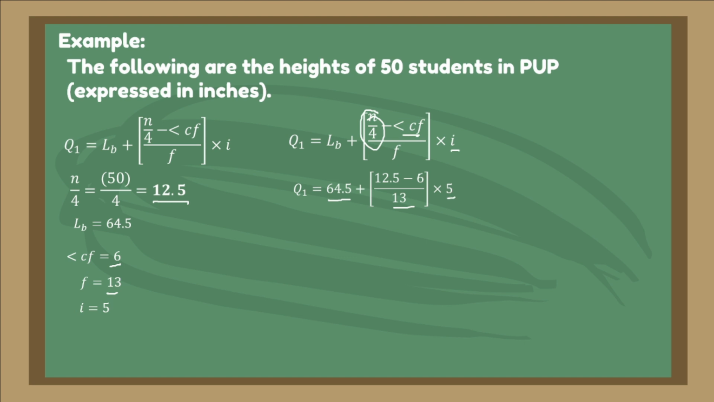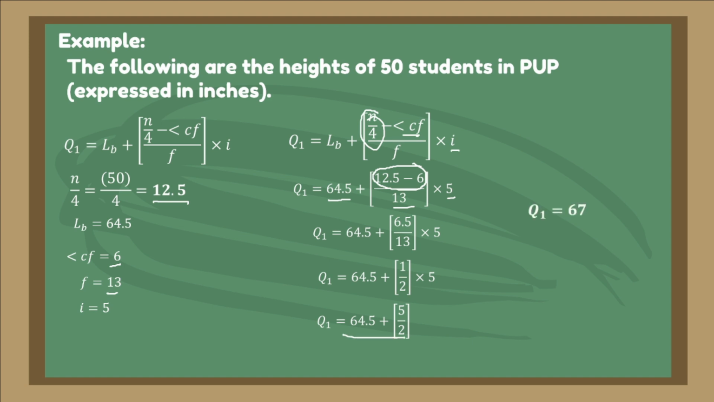Okay, using PEMDAS, we're going to solve first the values inside the parenthesis or the bracket. So 12.5 minus 6, we have 6.5. So 6.5 divided by 13 is 1 half, or you can use 0.5. Then 1 half times 5, we have 5 over 2. Then you can use your calculator to solve it easily. So 64.5 plus 5 over 2, we have 67. Therefore, the value of our quartile 1 is 67.